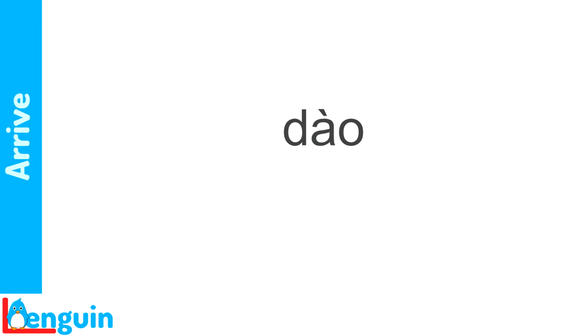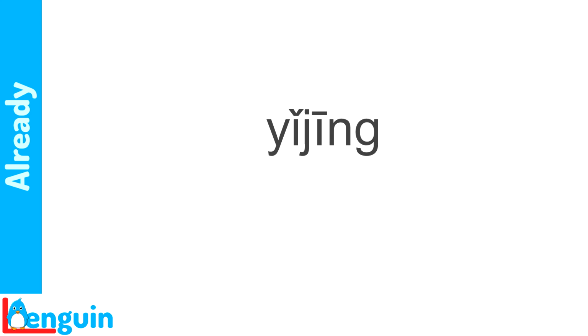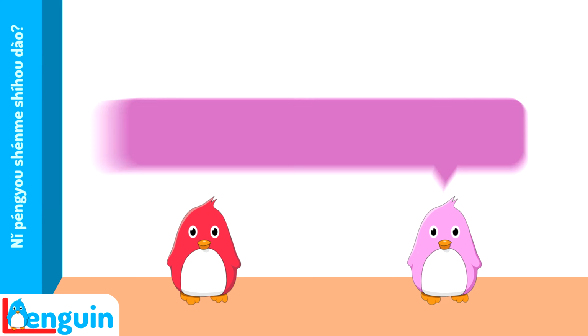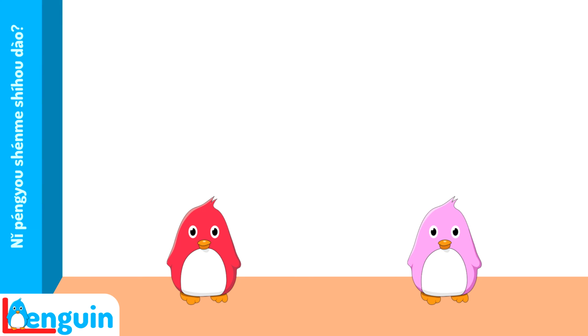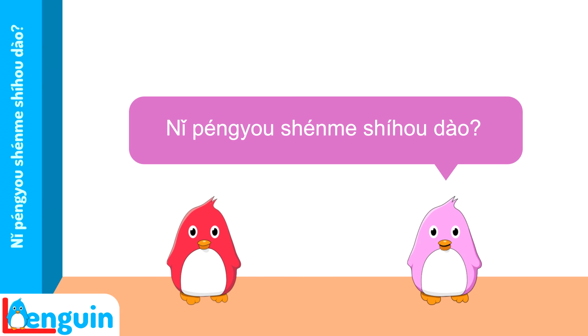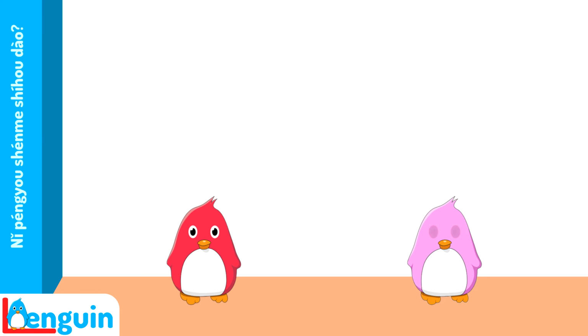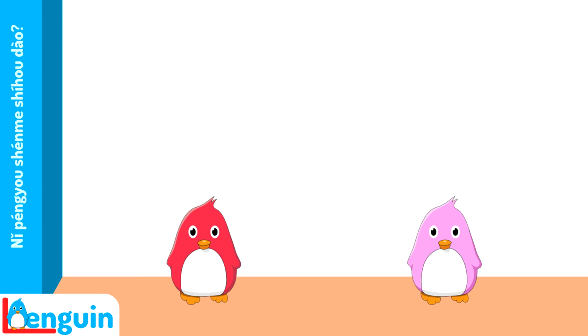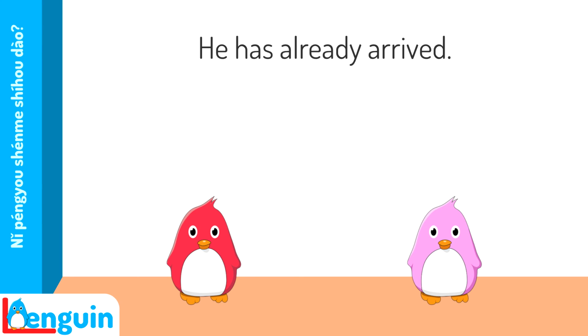Here's the verb for to arrive. 到。 And here's the word for already. 已经。 Here's the exchange live. 你朋友什么时候到？ 她已经到了。 Try translating it. 你朋友什么时候到？ When is your friend arriving? 她已经到了。 He's already arrived.